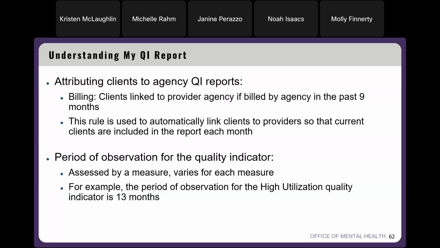Now, there is also the period of observation. So this is assessed by each measure and varies for each measure. So for example, the period of observation for the high utilization quality indicators is going to be 13 months. So the as of date from the MyQI report is going to show you the as of date. So you're going to be looking back 13 months from that.